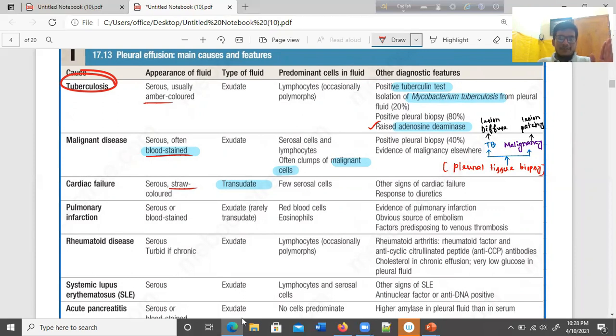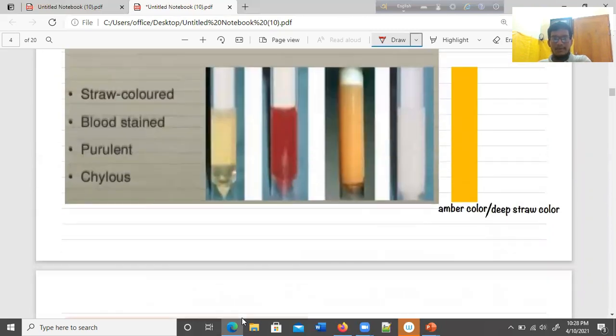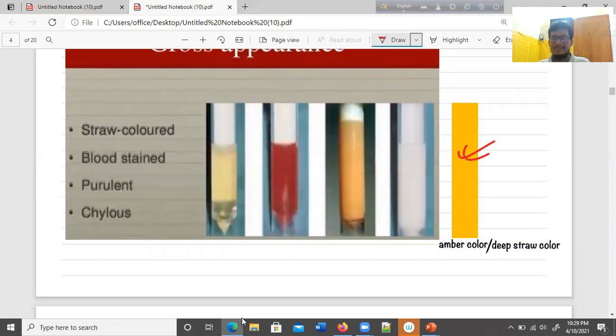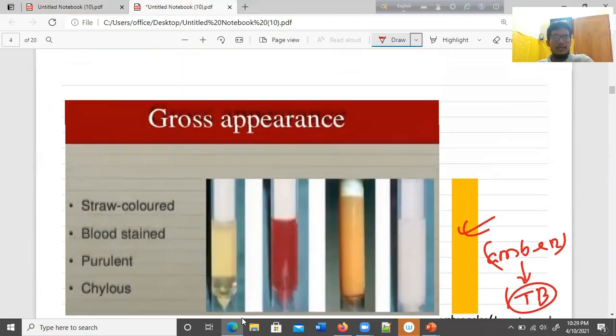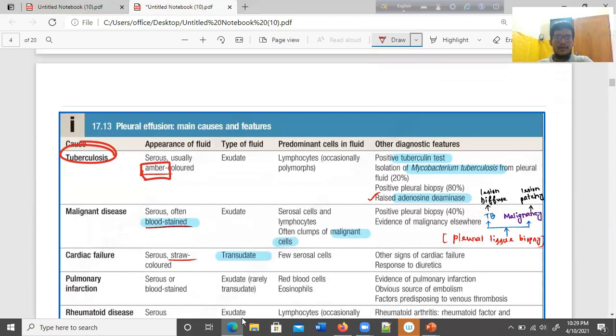Okay, so if the pleural effusion is due to tuberculosis, after aspiration of pleural fluid, you will see that the pleural fluid is amber color. Look at the amber color. This is almost amber color. So whenever you find the pleural effusion is amber colored, then you think that yes, the primary cause is tuberculosis. And here is another point. What type of pleural fluid will it be?